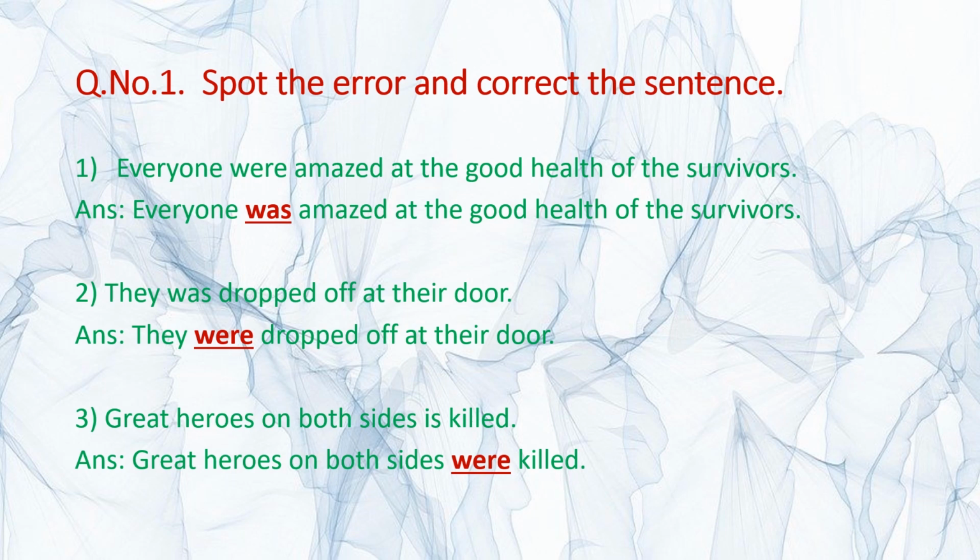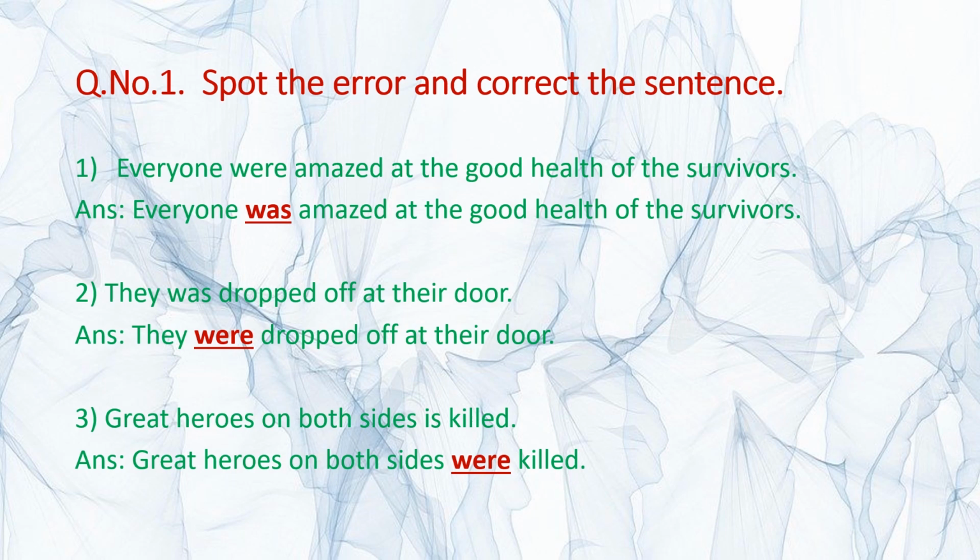Now see the second sentence here. They was dropped off at the door. Right? Now that is not correct. So again here, in the same way, 3 options will be given and you have to click at the right option. So the correct answer will be there in the 3 options. That is, they were dropped off at the door. So you have to click on that.